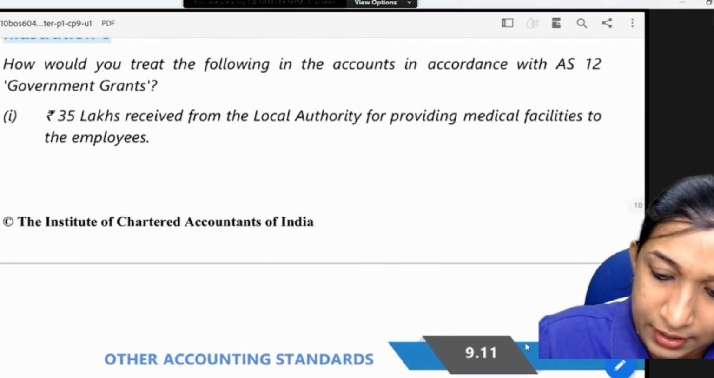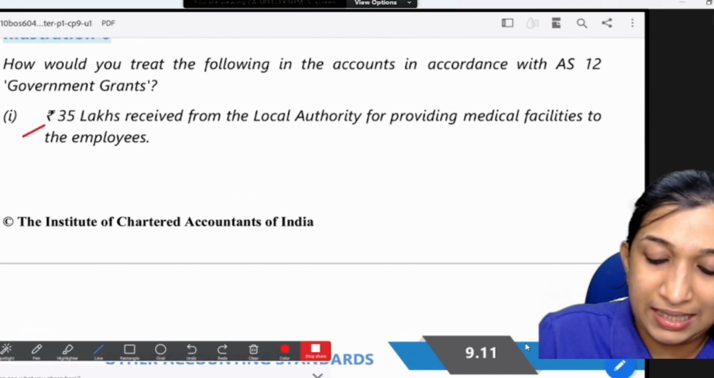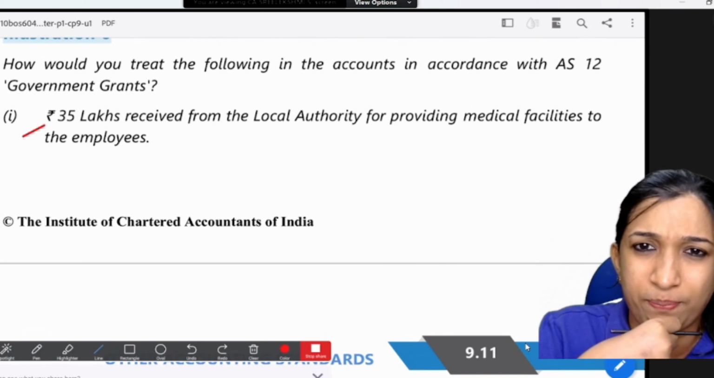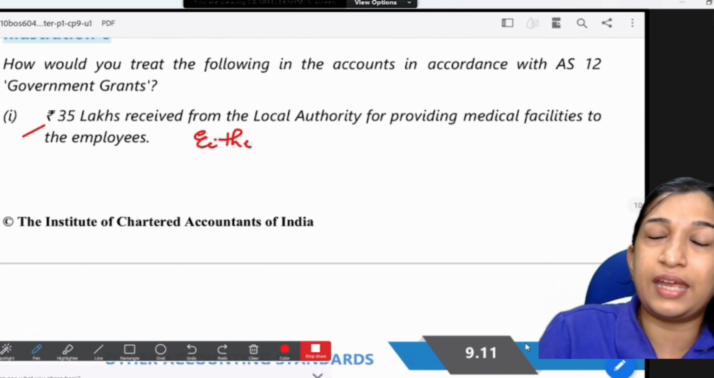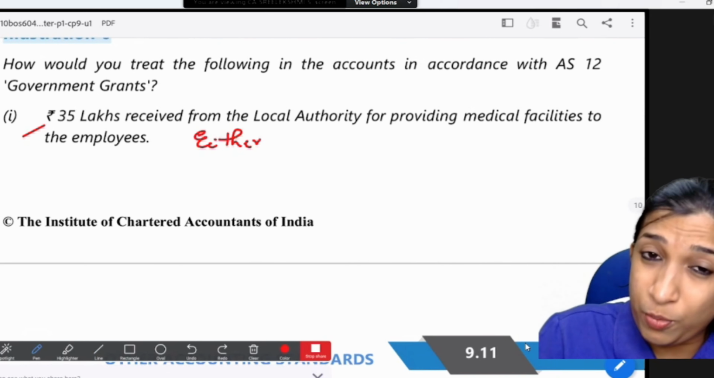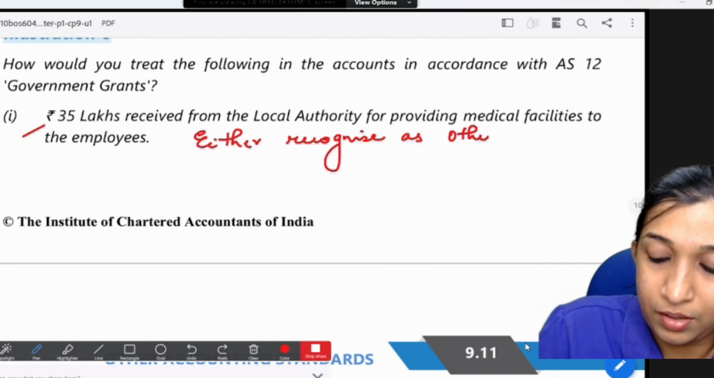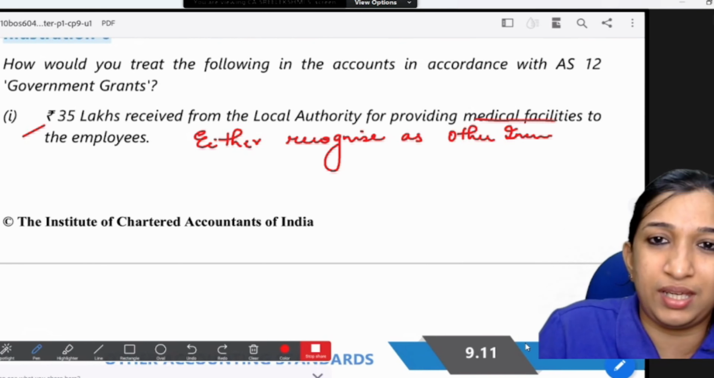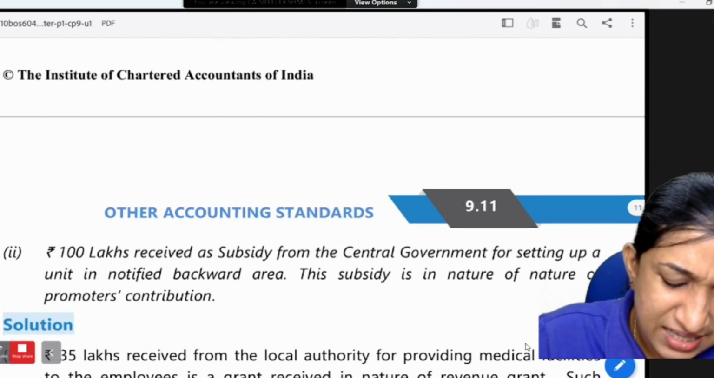How would you treat the following in the accounts in accordance with AS 12? 35 lakhs received from local authority for providing medical facilities to employees. It's not related to acquiring of assets, not promoter's contribution, it is related to revenue. So either recognize as other income for the period for which it is received, or reduce from the medical expenses actually incurred. You can deduct it from expense or can show it as income.